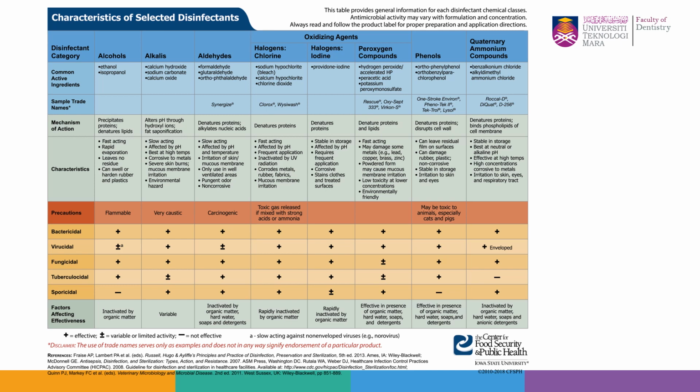All right, so there are others. You may read this table on your own, and as you move down the table, you can see alcohol works as a bactericidal, virucidal, fungicidal, tuberculocidal, but not sporicidal. Whereas alkali is almost everything similar to the rest. But normally we use alcohol as a disinfectant for our hand sanitizer.